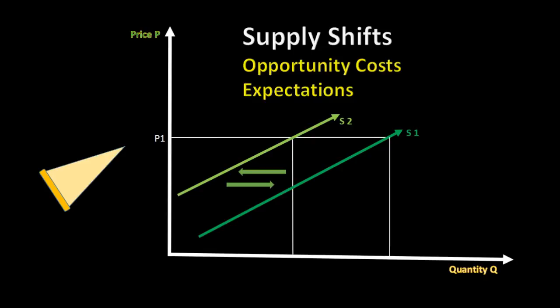Expectations are also going to be things that, if we're expecting something to happen in the future, could shift the supply curve in the present as well.